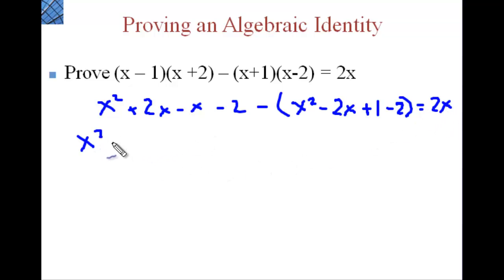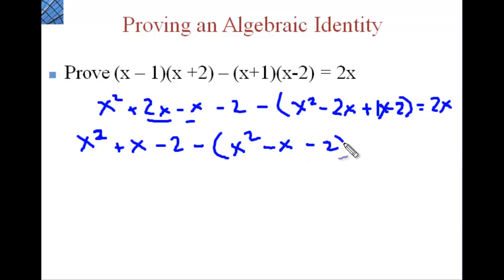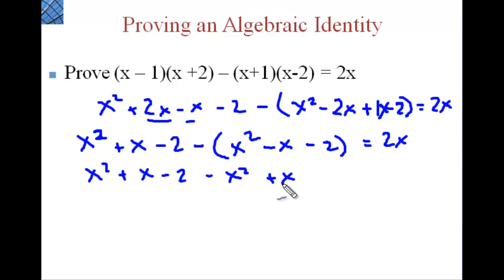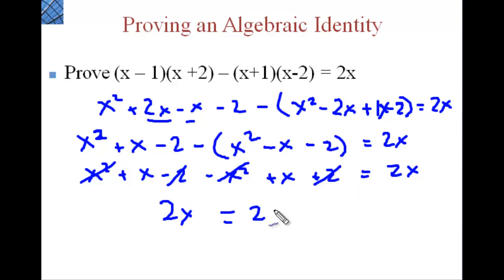So x squared, combining like terms here, plus x minus 2 minus x squared minus x. Oh, that was 1x. So that's minus x minus 2 is equal to 2x. x squared plus x minus 2 minus x squared plus x plus 2. So the x squared minus x squared, x plus x is 2x, minus 2 plus 2 equals 2x. And there we have an algebraic identity.